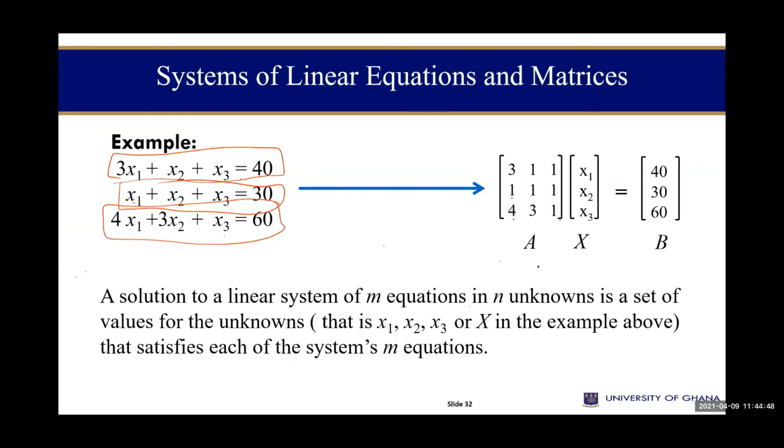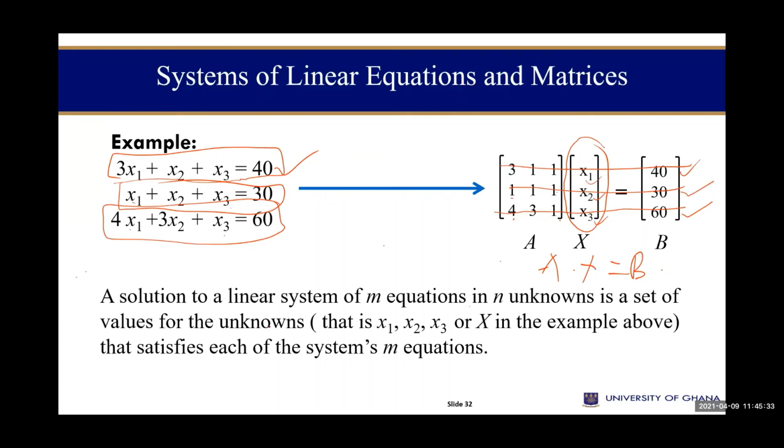Name this as matrix A. Then all the decision variables are repeating in all the equations. So we just put all of them together: x1, x2, and x3. Then the last one is equal to the resources. 40 is for row 1, 30 is for row 2, 60 is for row 3. So respectively, you arrange them. Apart from the missing variables, you don't repeat. You just bring x1, x2, x3. If there are only two, it's x1 and x2. So this simply says that A times X gives you B. That's all we have here.